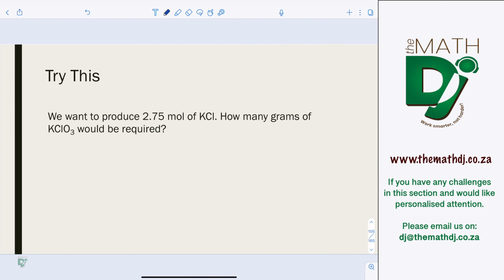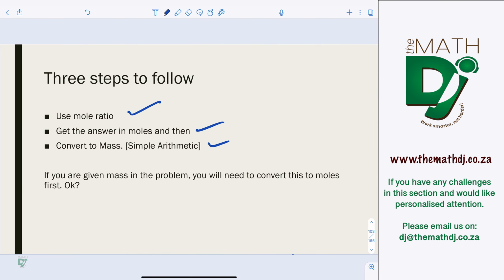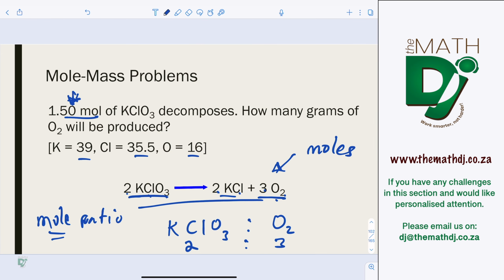You can try this. We want to produce 2.75 moles of potassium chloride. How many grams of potassium chlorate will be required? Remember, you are using this equation. You are using this equation.